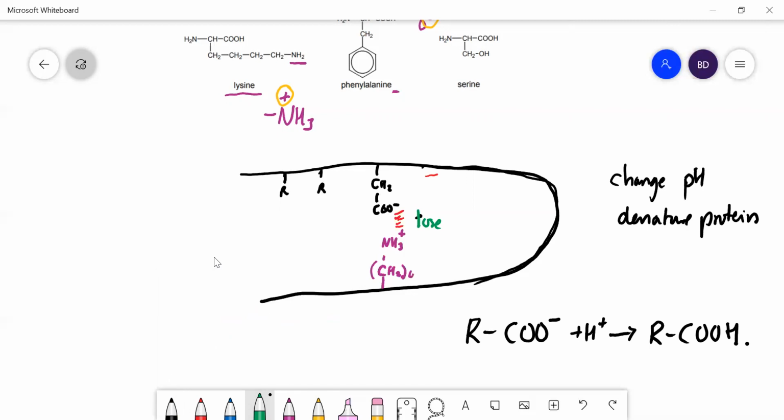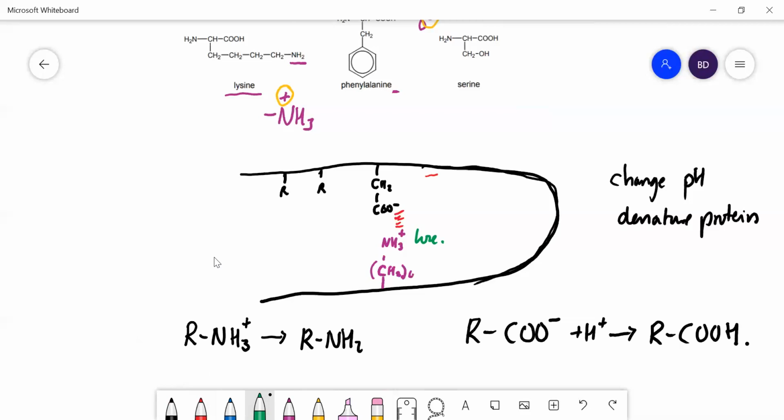Likewise, let's say we make it too alkaline. Well, if it's too alkaline, then what will happen is to the lysine, which is charged, you'll deprotonate that and you'll turn it to RNH2. This will no longer be positively charged, so you're going to lose the interaction there. So too acidic or too alkaline, you quite often end up denaturing proteins, and that's the reason why.